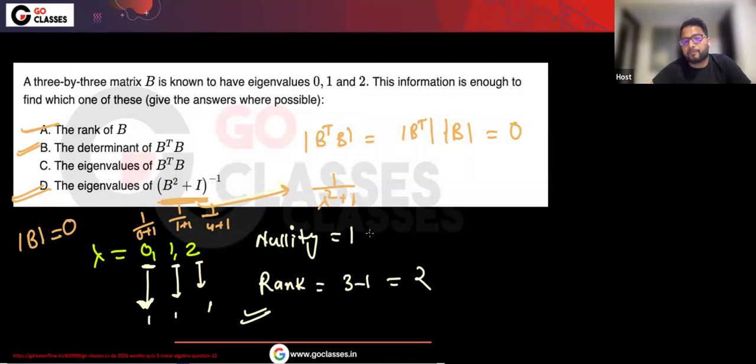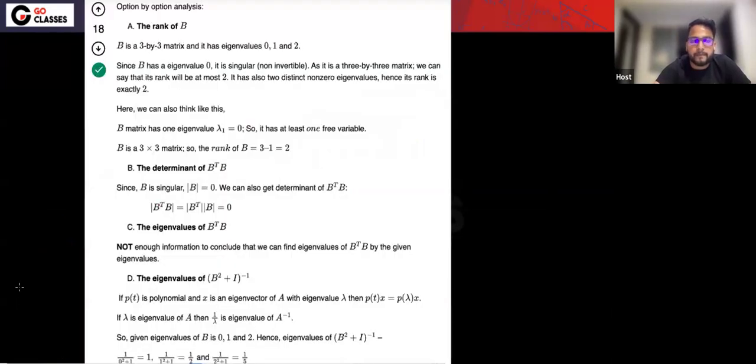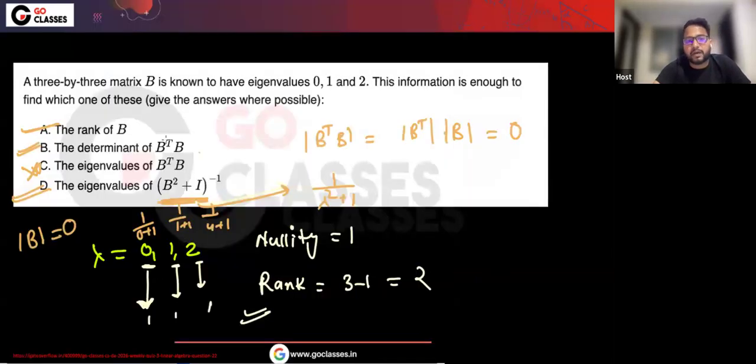So C you cannot find out, but yes, A, B, D are the correct answers here. Let's just check it. For C, not enough information to conclude the eigenvalues, right? And for D, as I told you, these are the eigenvalues. So rank you can find out, rank will be actually 2. Determinant you can find out, which is 0. And eigenvalues of these are like this. So here, C is not the correct answer, but A, B, D are the correct answers.